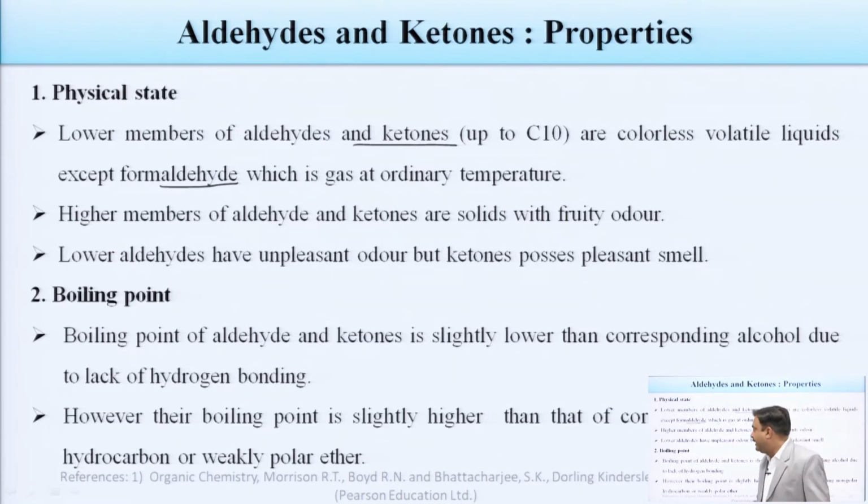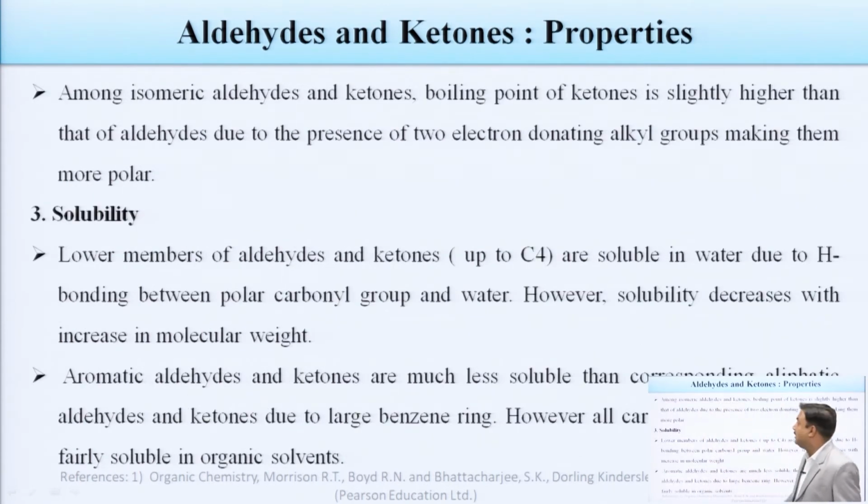Now, I am talking about the boiling point. The boiling points of aldehydes and ketones are slightly lower than the corresponding alcohols. Why? Because of the hydrogen bonds present in alcohols, which are lacking in aldehydes and ketones. However, their boiling points are slightly higher than those of the corresponding non-polar hydrocarbons or weakly polar ethers. Among isomeric aldehydes and ketones, the boiling points of ketones are slightly higher than those of aldehydes, due to the presence of 2 electron donating alkyl groups, making them more polar. So just remember these points.